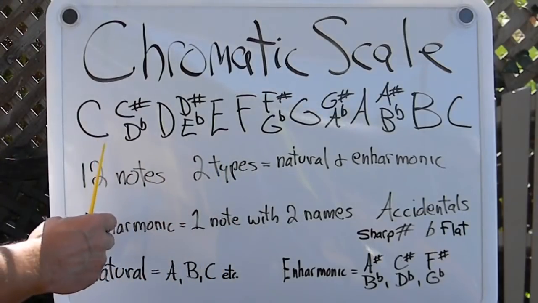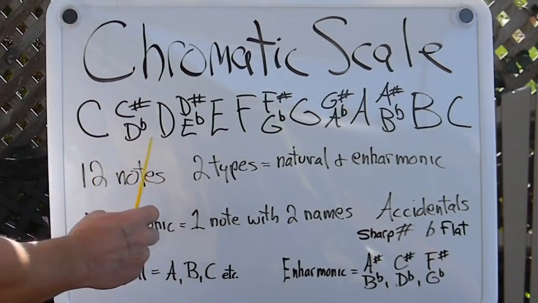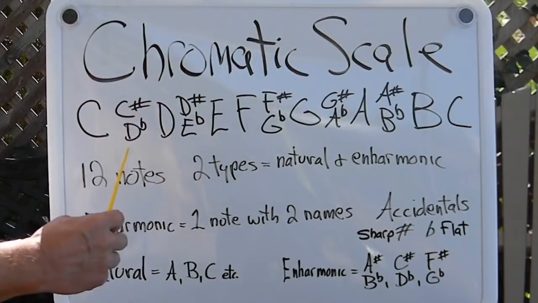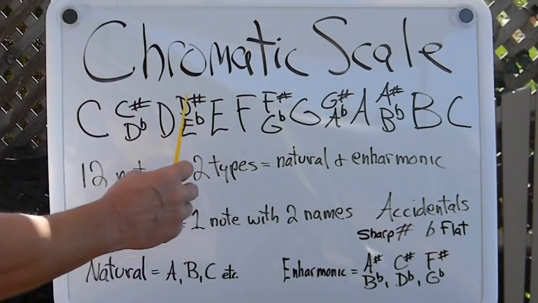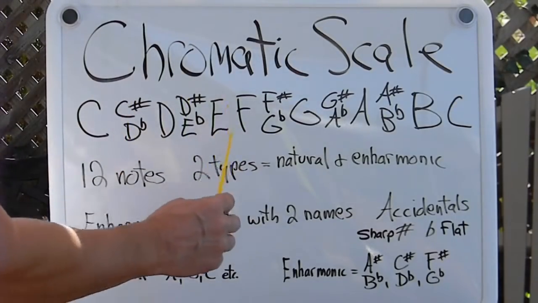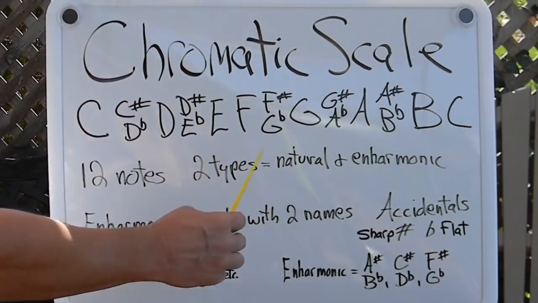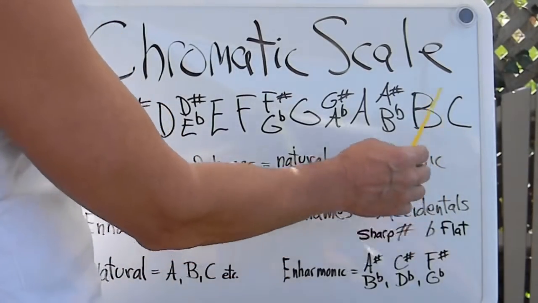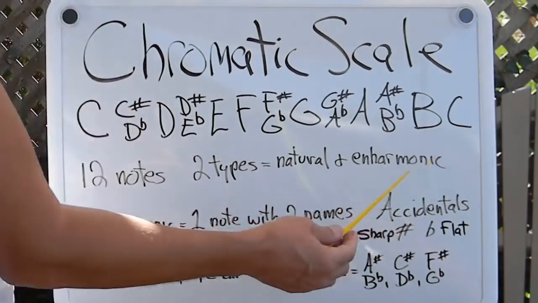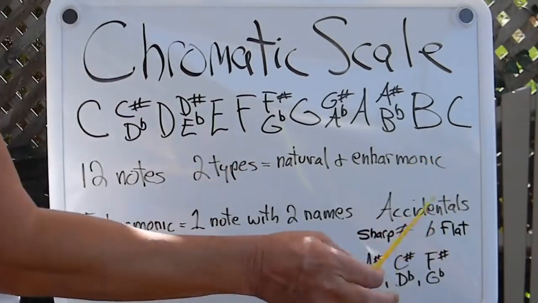There's kind of some tricky spots here. If you notice, in between C and D, there's an enharmonic. In between D and E, there's an enharmonic, but E goes right to F. There's no enharmonic in between them. Same thing with B goes right to C. There's no enharmonic there. So E and F and B and C are kind of a little tricky.